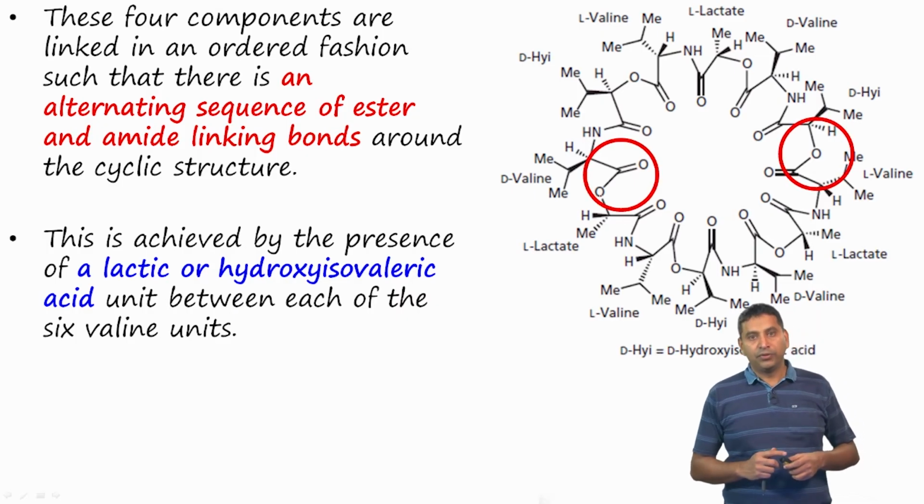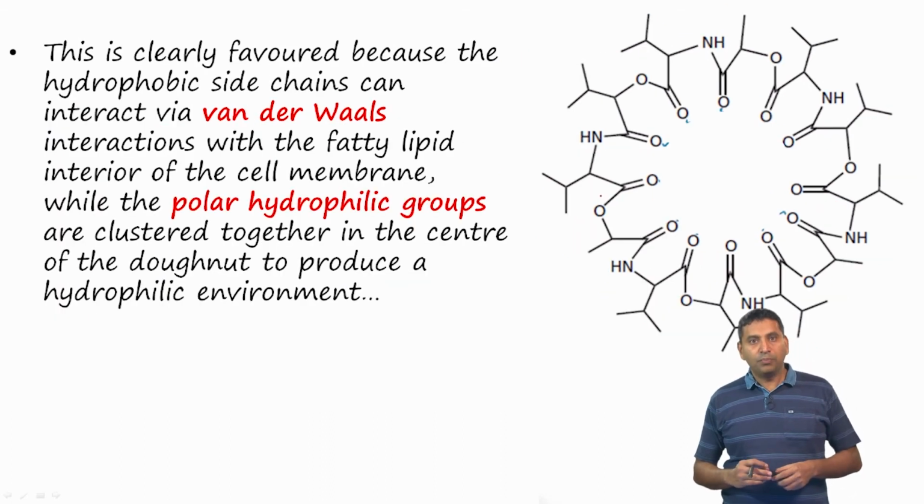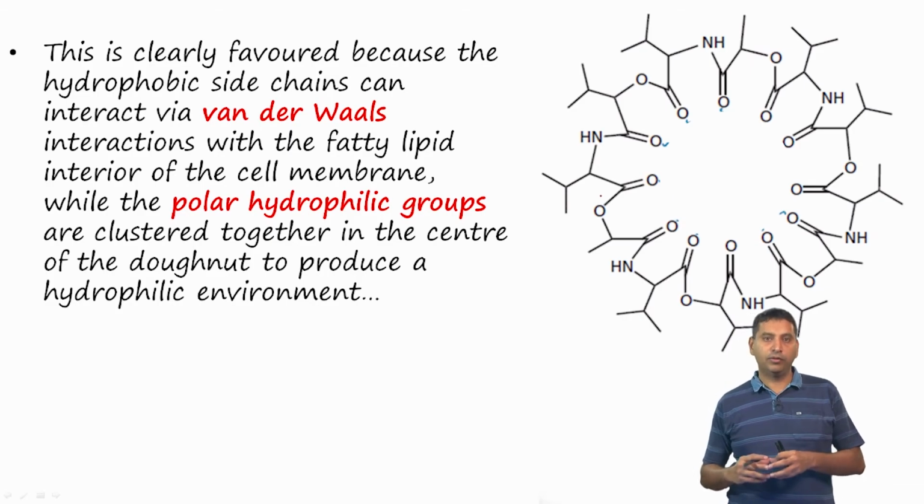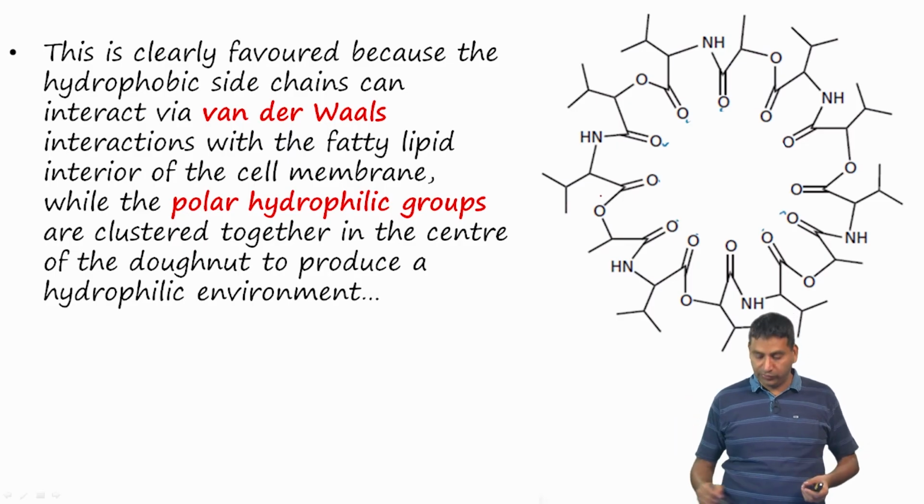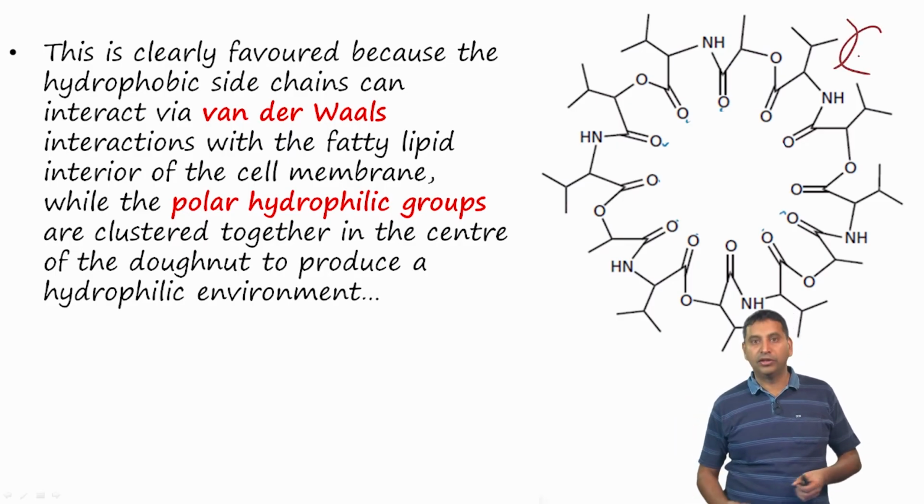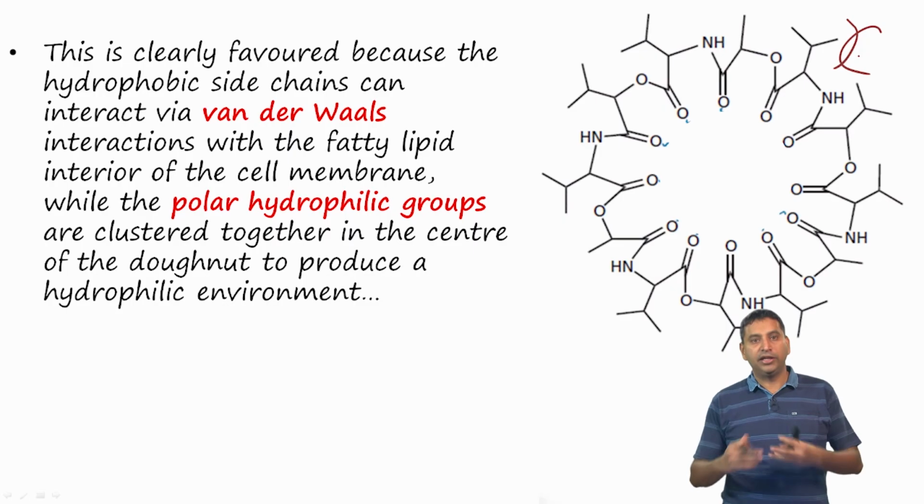So, as shown here, you can see the ester linkages which are present between the neighboring amide units. What happens is that this structure is clearly favored because the hydrophobic chains can interact via van der Waals interactions. So, you have these hydrophobic chains which can interact with each other, and these can actually interact with the fatty lipid interior of the cell membrane.